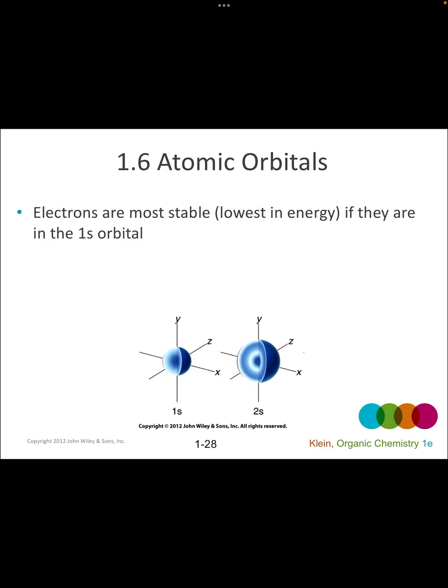It's a spherical orbital. And the 2s orbital, which is one energy level higher than 1s, has a little bit of a node in the middle. So that's that white node that you see in the middle of that picture there.